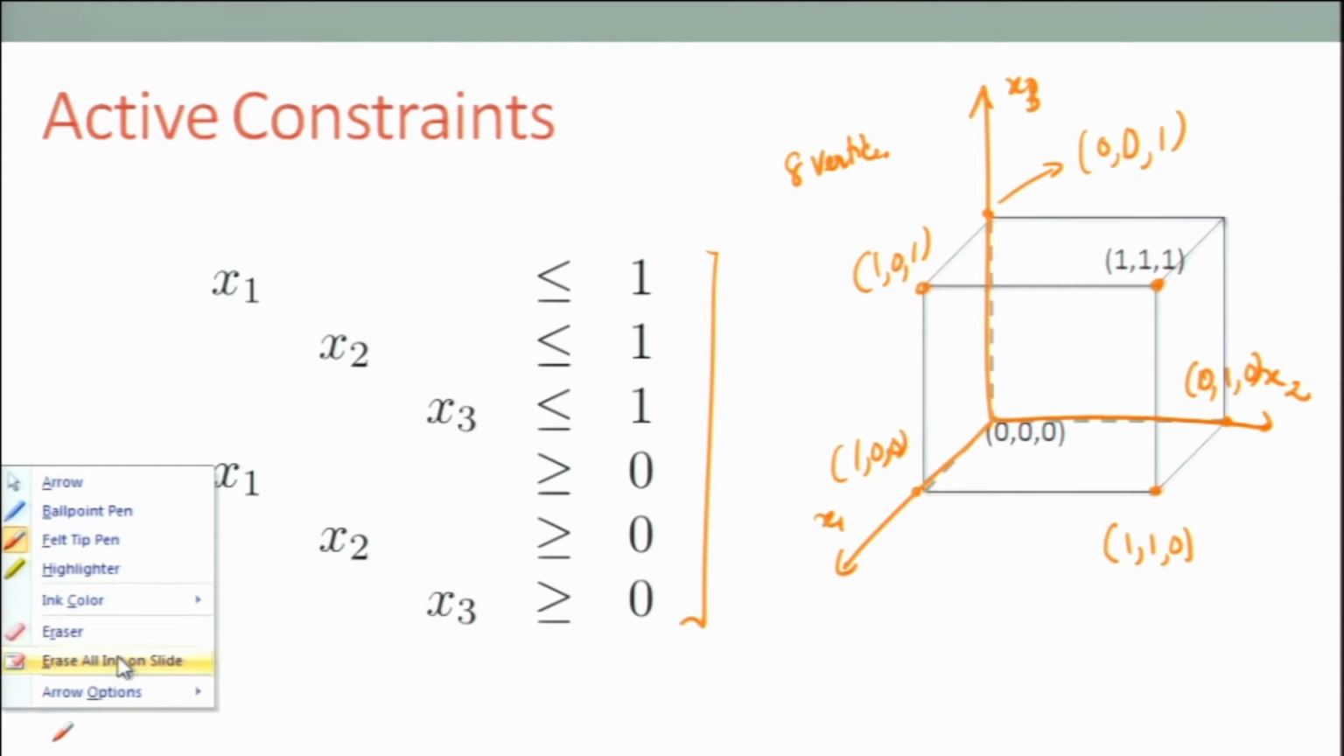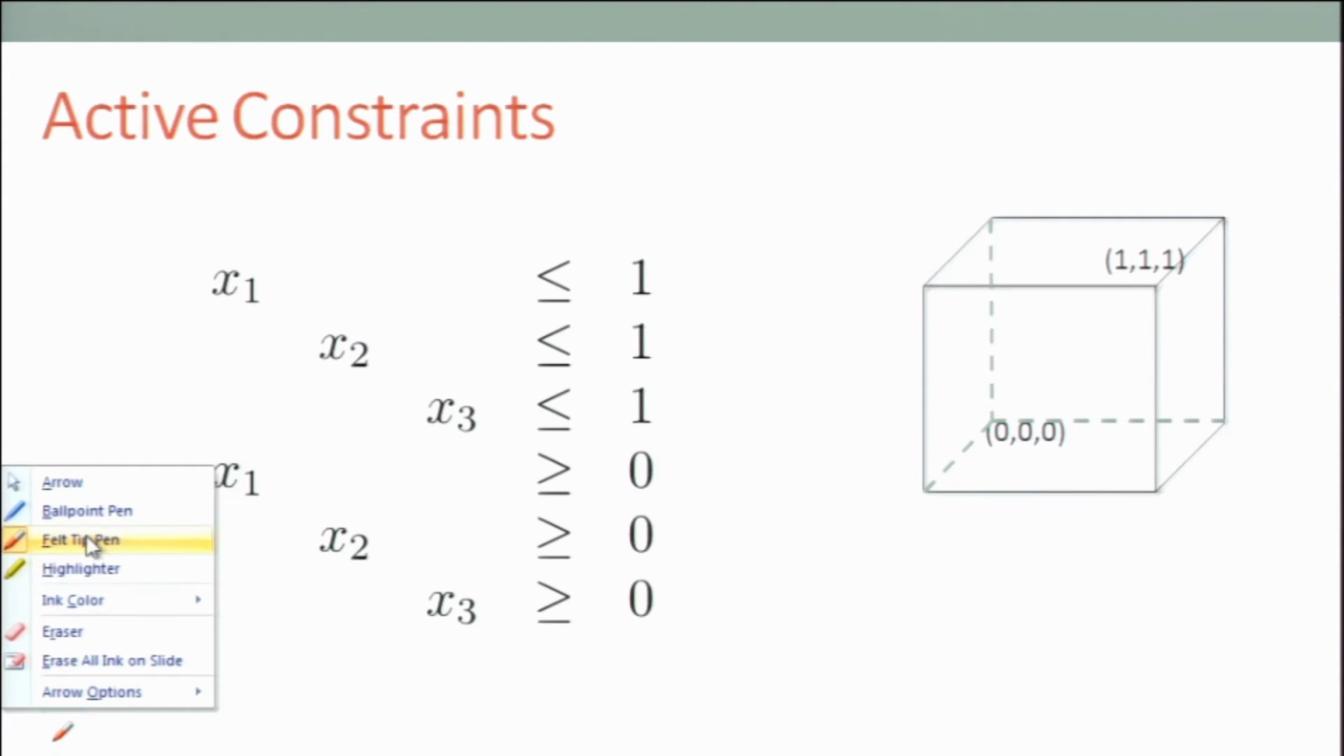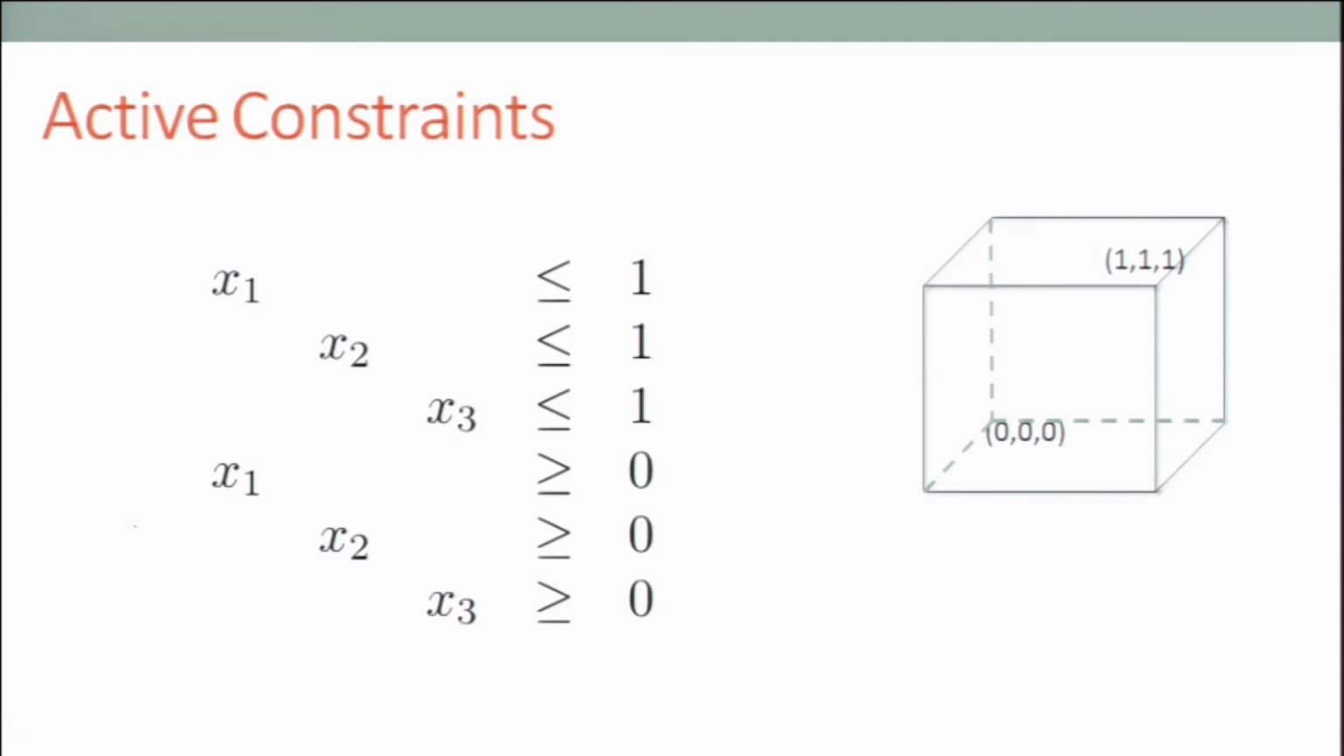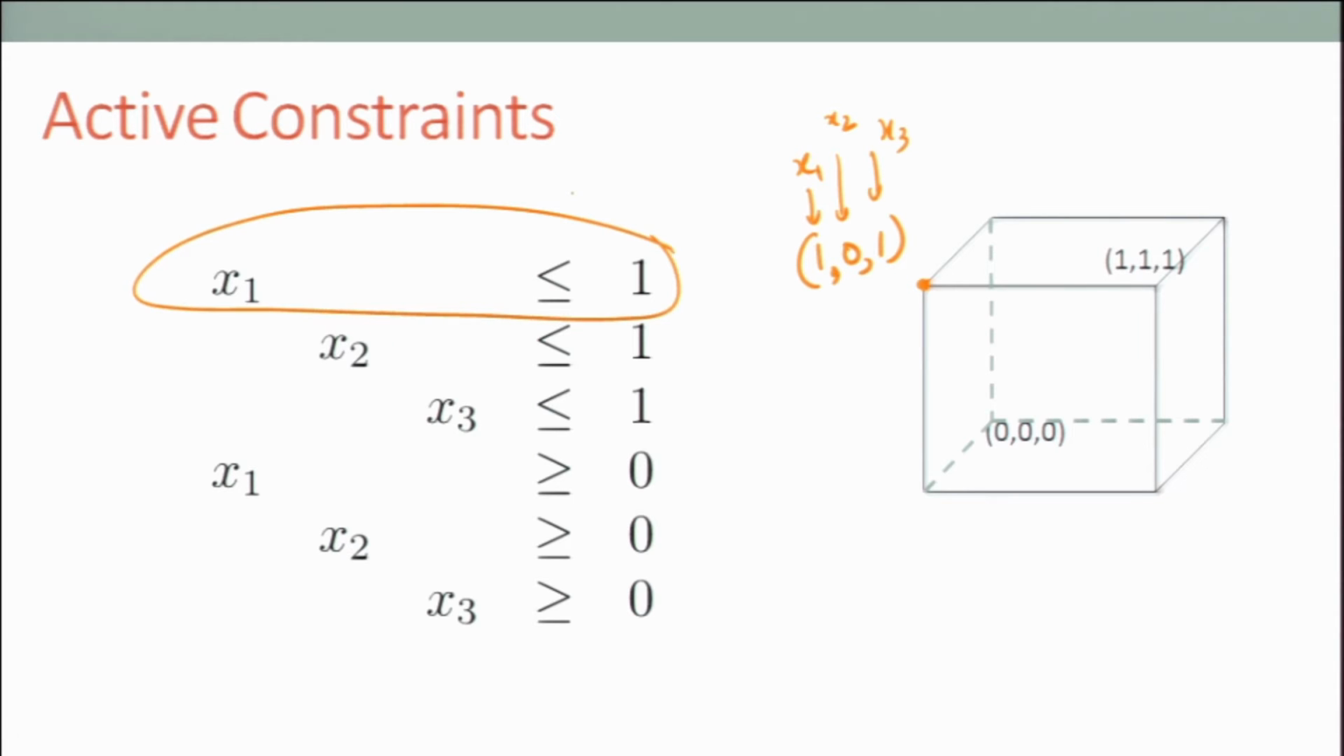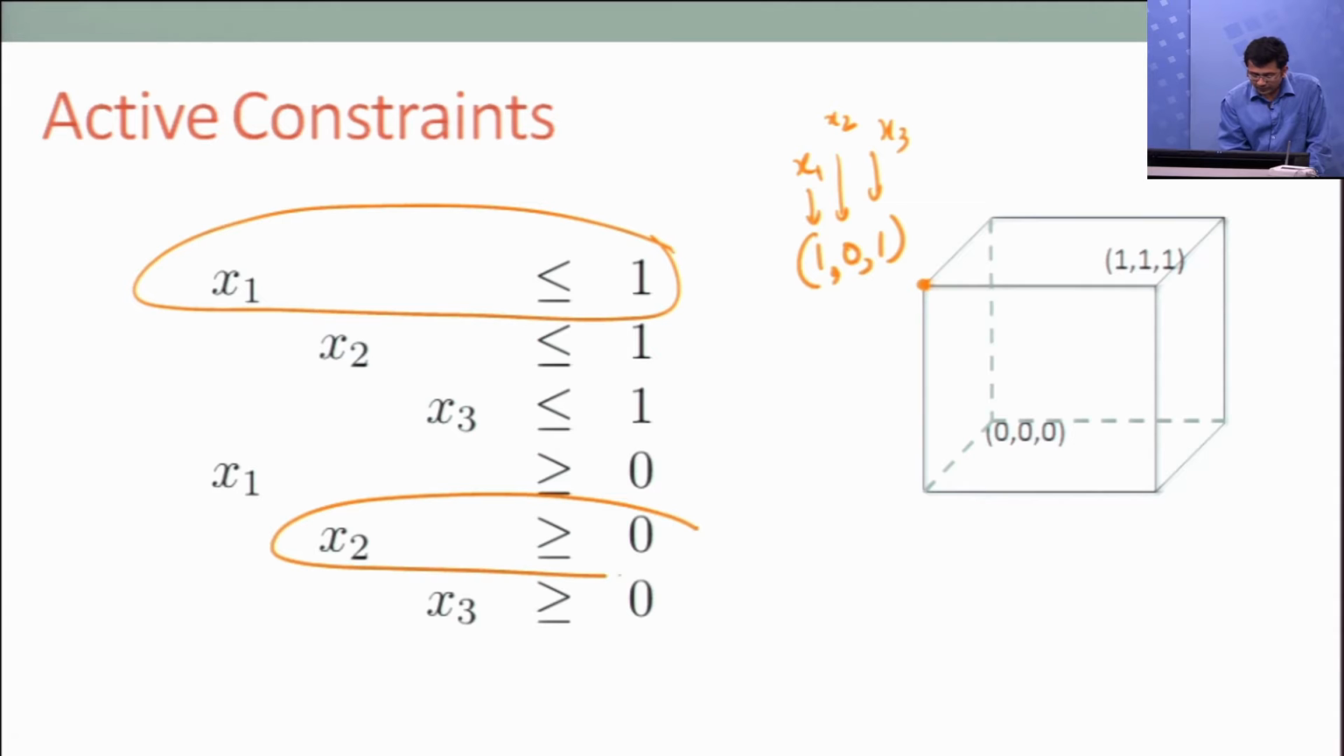All right, now let's take one of these vertices, these so-called vertices, which I haven't defined yet, but we know from intuition what vertices are. Let's take this vertex, which should be 1, 0, 1, on the x1, x3, and x2 axes. Now let's see what constraints in this polyhedron it activates. It activates x1 less than or equal to 1, x2 greater than or equal to 0, and x3 less than or equal to 1. So it activates 3 constraints.